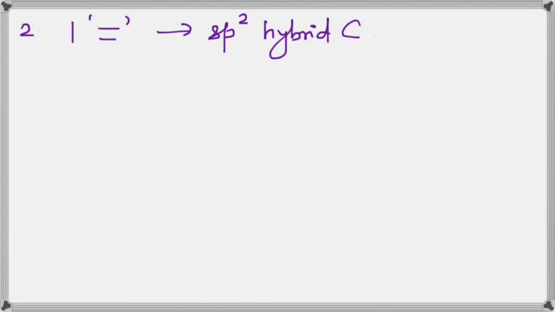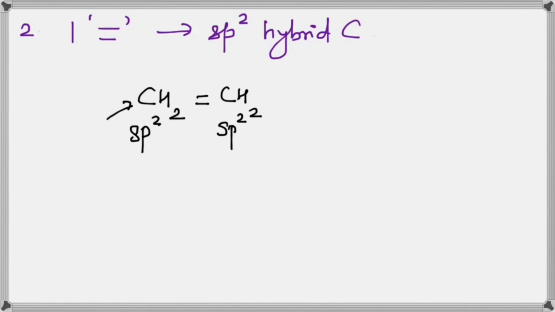The second rule is if the carbon atom has one double bond, that means it is sp2 hybridization or sp2 hybrid carbon. For example, if I take this molecule, double bond CH2, you can see that this is the ethene molecule, and on this carbon you can see that we have one double bond, therefore it is sp2 hybridized, and similarly the carbon on the right is also sp2 hybrid.